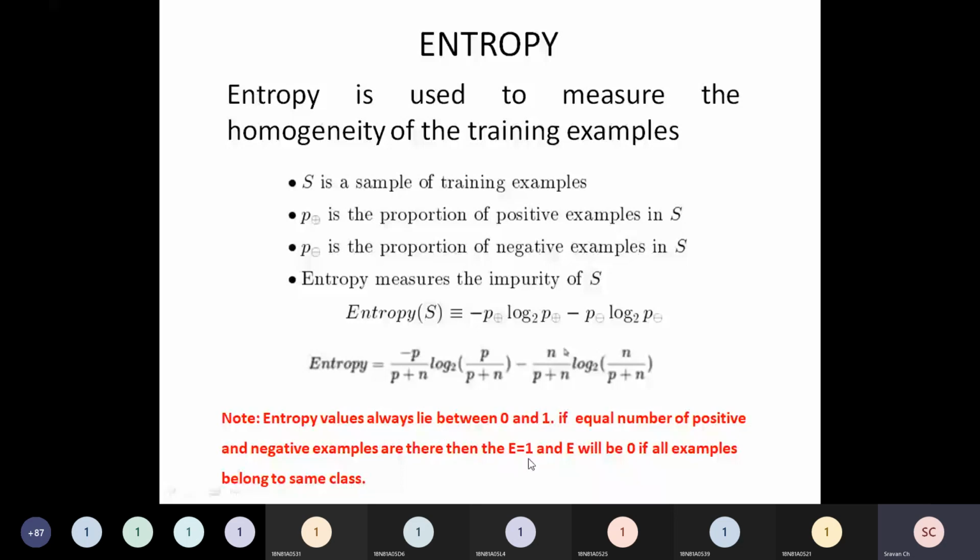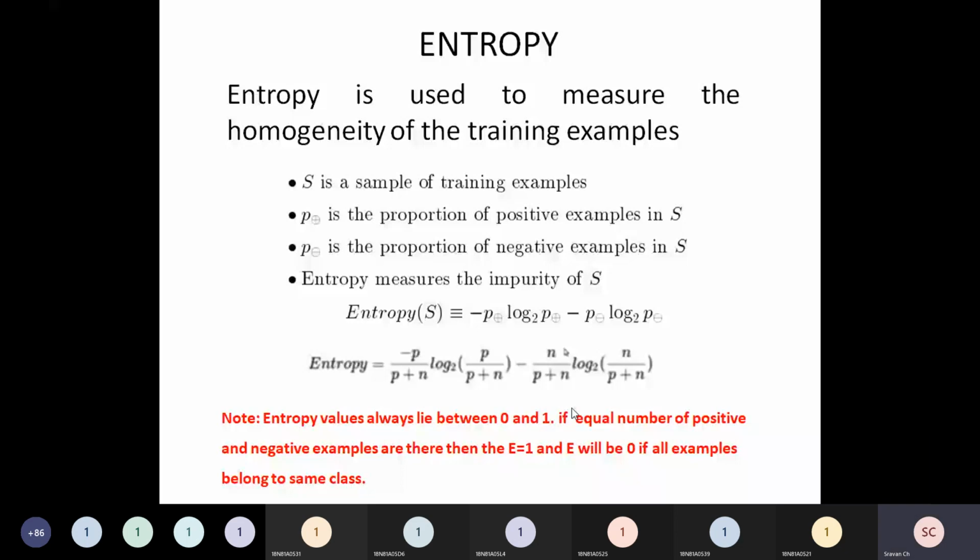Suppose in our example, we have 14 records and 9 are positive, 5 are negative. Instead of that, if I have 7 positive and 7 negative, then the entropy would have been 1. Similarly, entropy will be 0 if all examples belong to the same class. Meaning if all 14 records are positive, then E is 0. If all 14 records are negative also, E will be 0. So remember this point. We will be using these conditions in our upcoming discussion. So we will move on.